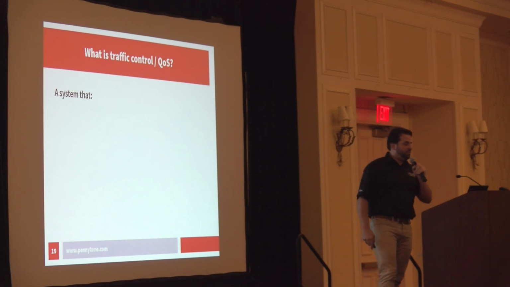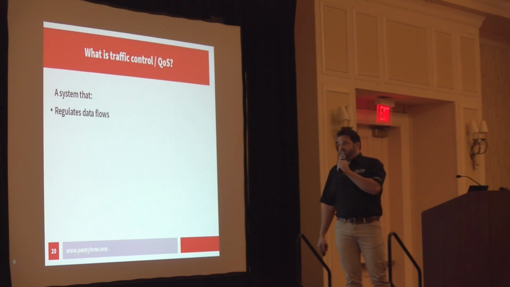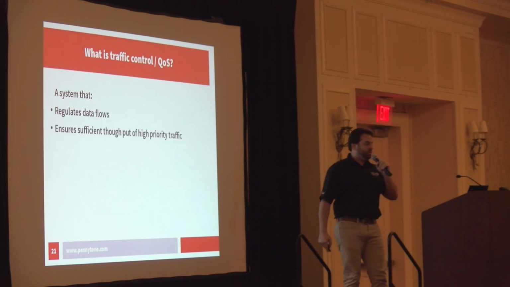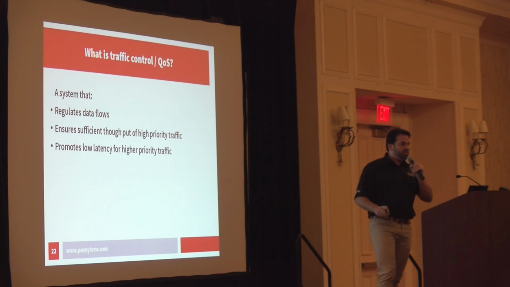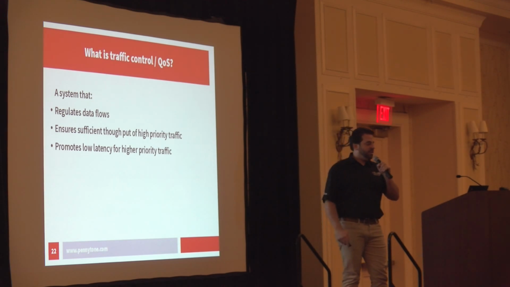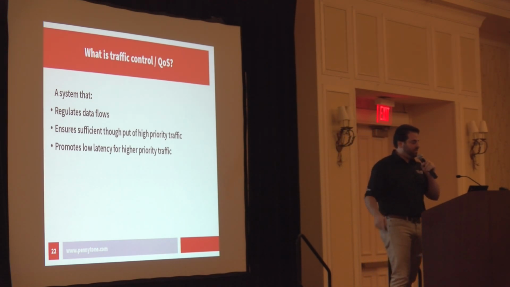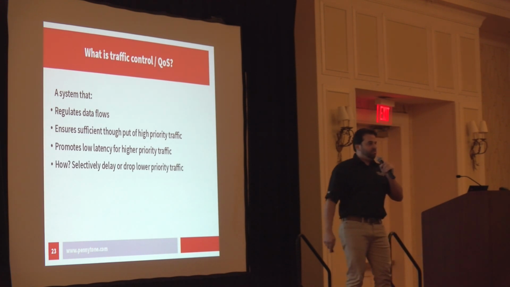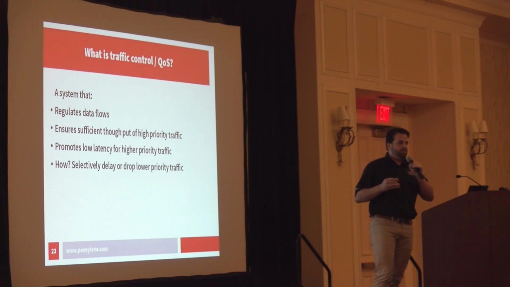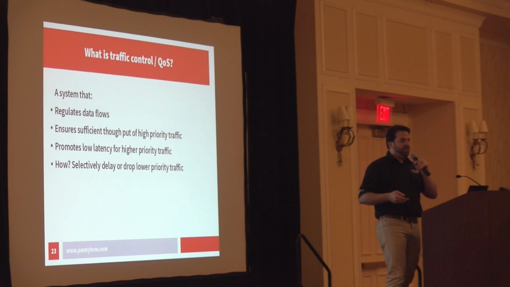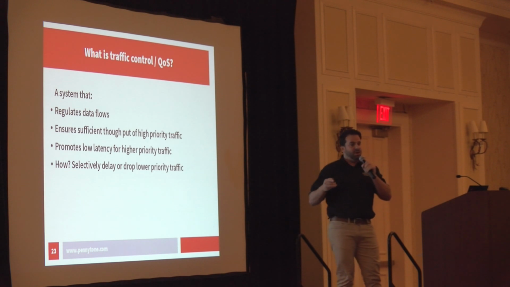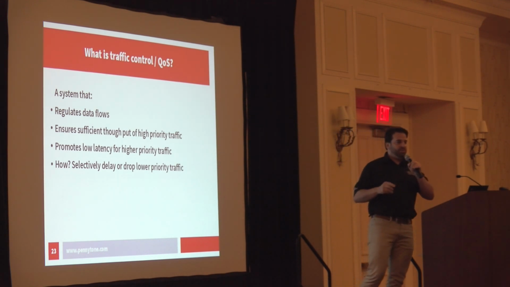So what is traffic control? Well, in a nutshell, it's a system that regulates data flows, all right, tries to at least. It ensures sufficient throughput of high priority traffic. It promotes low latency for higher priority traffic. It doesn't create low latency, it promotes it. So how does all this happen? What is the real blood and guts in a nutshell? What are we doing with traffic control? Well, we're selectively deciding which packets to delay, which packets to drop, and which queues are going to have priority to send out first, second, third. And that's really it in a nutshell. What are we dropping and what are we delaying?